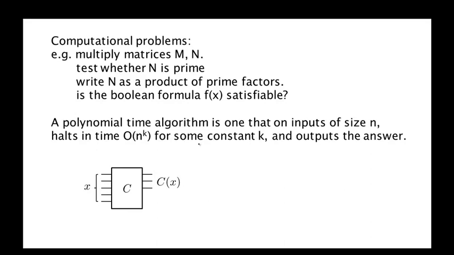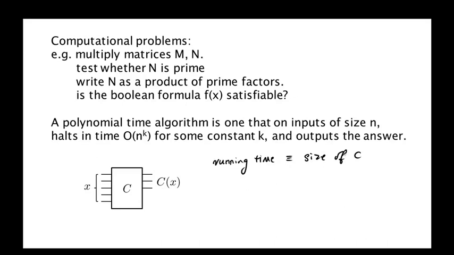Now, in this course so far, we've been talking about circuits. So the corresponding statement for circuits would be that on inputs of size n, you have a circuit C which takes inputs of size n and outputs C of x, which is the correct answer to this problem. And the running time, instead of running time, we'll talk about the size of C.